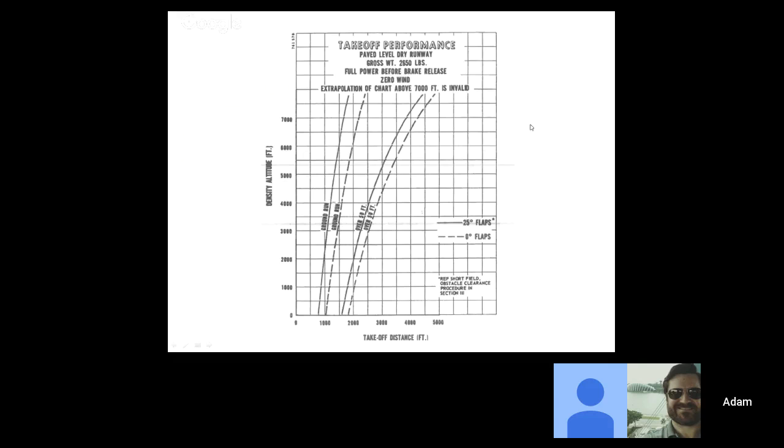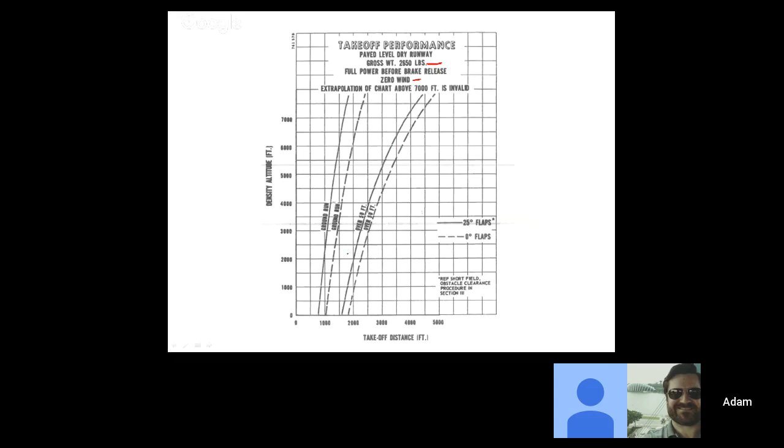The aircraft I fly happens to not have that complex of a takeoff chart. This one basically is your maximum case scenario. It assumes you're operating at maximum weight, so any weight beneath that is going to shorten your takeoff roll. And then it assumes zero wind, so any headwind that you have is going to shorten your takeoff roll, like we talked about.